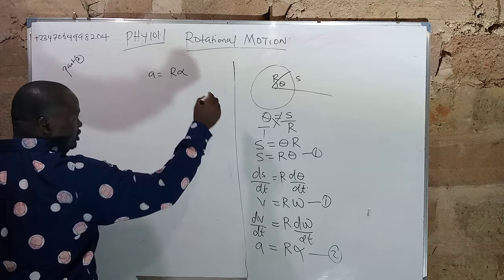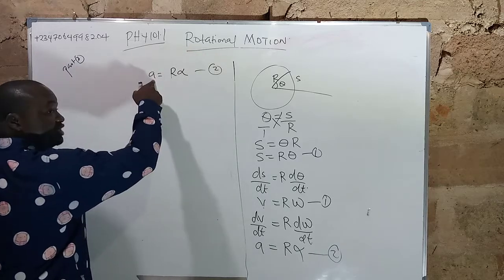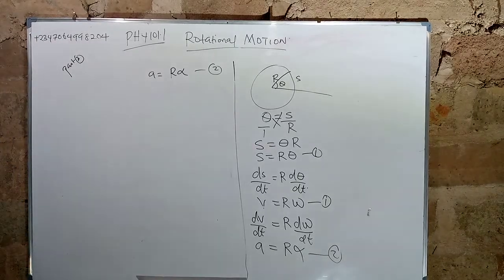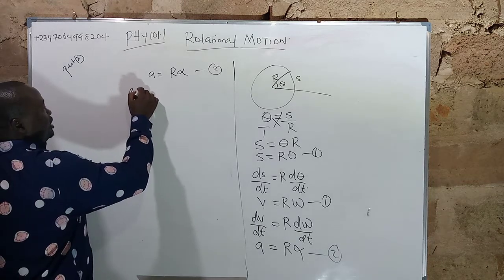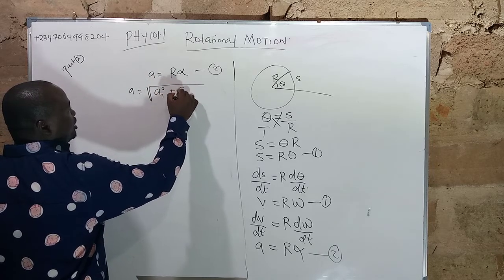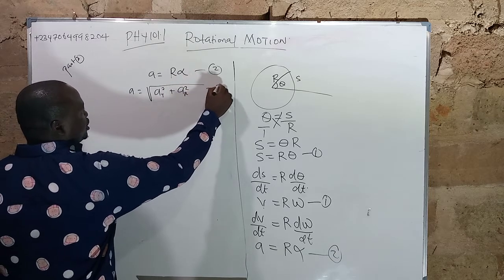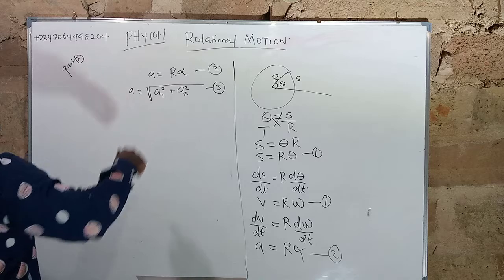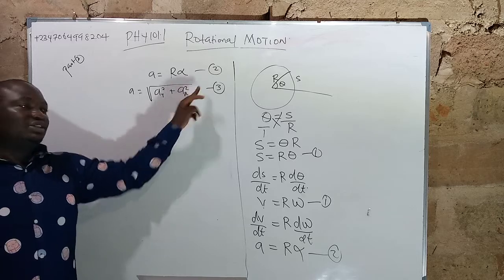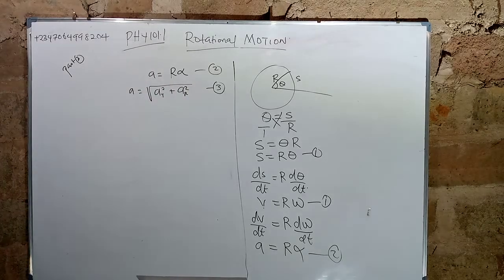I said this is equation 2. So this linear acceleration is a combination of the tangential acceleration and the radial acceleration. That is an examination question. So this A is equal to root of A tangential squared plus A radial squared. This is equation 3. So this linear acceleration is a combination of both tangential acceleration and radial acceleration. Please write it in your notes. We are going to use this thing to solve a lot of stuff.